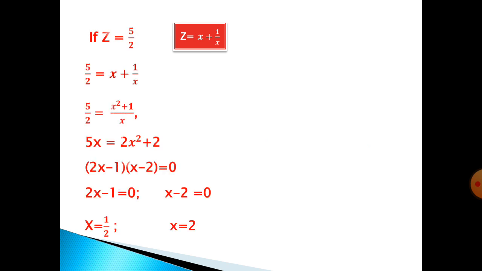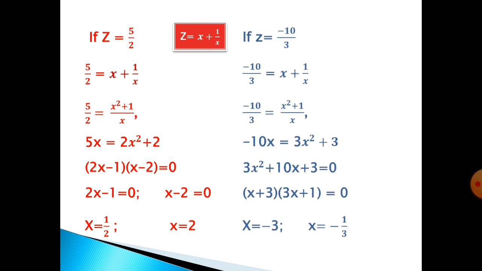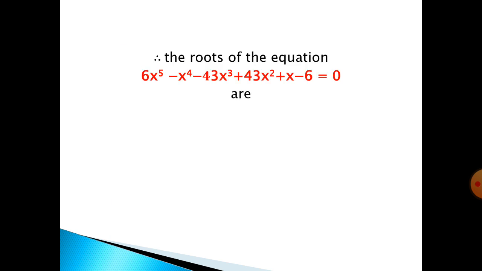We know that z = x + 1/x. If z = 5/2, we get x values as 1/2 and 2. If z = −10/3, we get x equal to −3 and −1/3. So it is a fifth degree equation, and we have 5 roots for this type of equation. So take the x values we have found throughout the sum. So the roots of the equation 6x⁵ − x⁴ − 43x³ + 43x² + x − 6 = 0 are −3, −1/3, 1/2, 2 and 1.